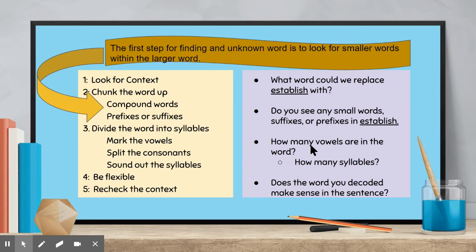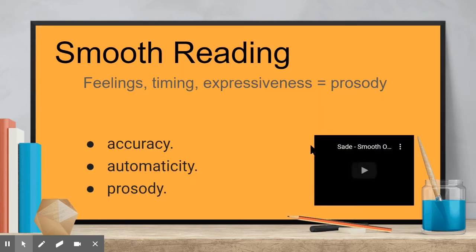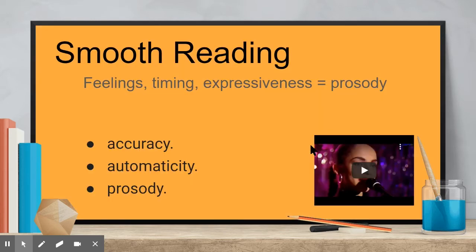Well, how do I do that? I mark the vowels. I split the consonants. I sound out the syllables with some flexibility, and I refigure out the word. And quite often, that new word you come to that didn't make sense the first time will make sense here, because you've taken the time to say, wait, I don't think I said the right word there. They help us practice this in our lessons, and we will do this in class.